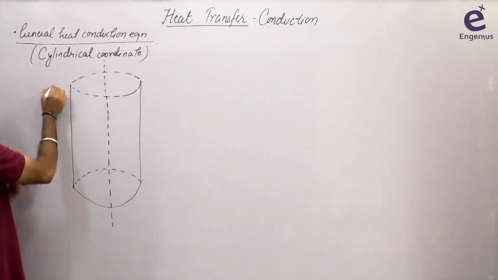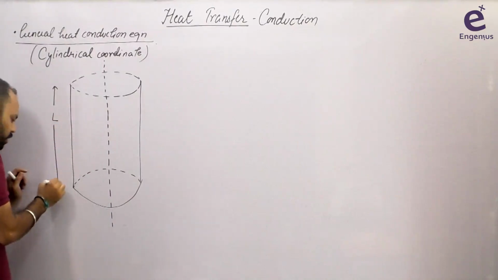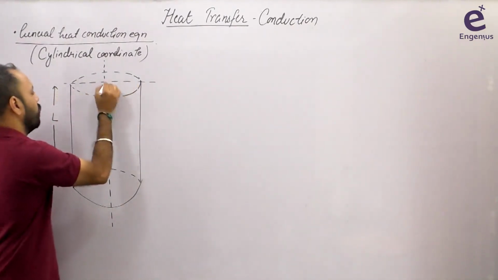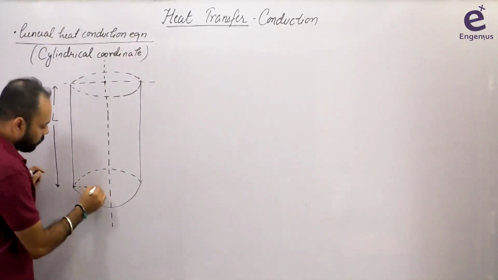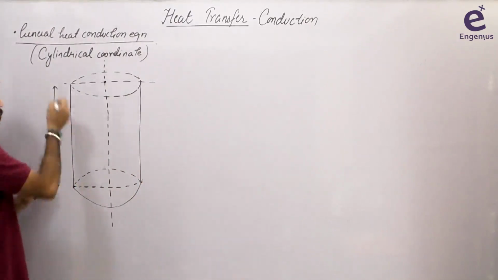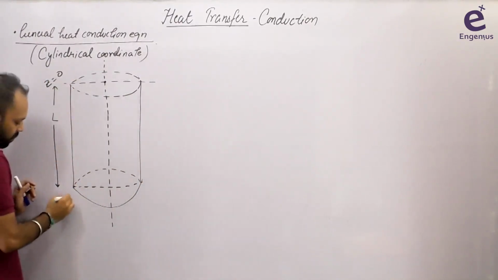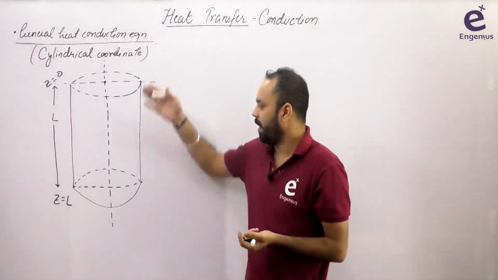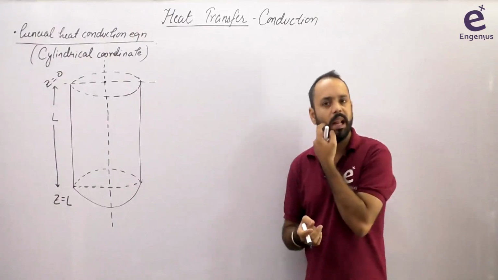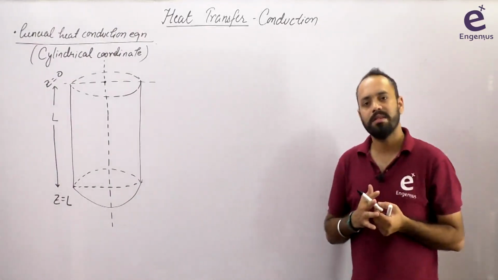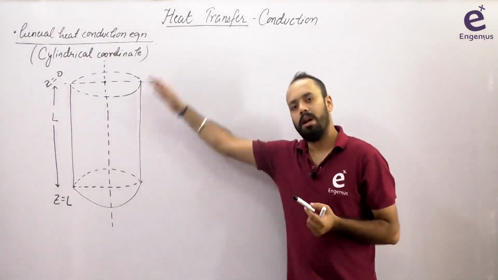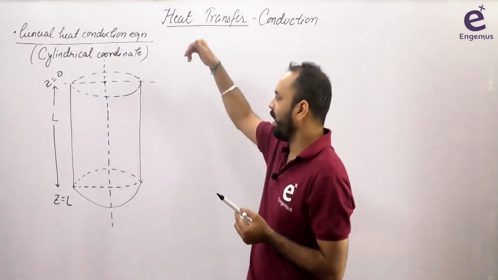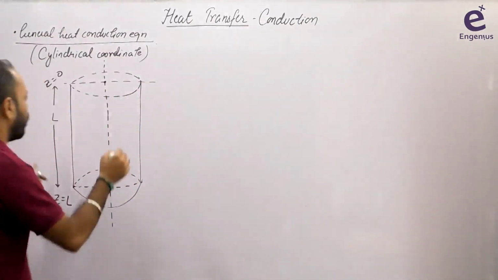If the cylinder is of length L, you can measure the length of the cylinder in any direction. You can say that this point is Z equal to 0 and this point is Z equal to L. So this direction is the Z direction. That is one direction, so heat conduction can take place in this direction also. Normally, when we solve cylindrical problems, we say that there is no heat transfer in this direction. Generally, when you get a question in GATE, you will see that this Z direction is called the axial direction. So one direction is the Z direction.